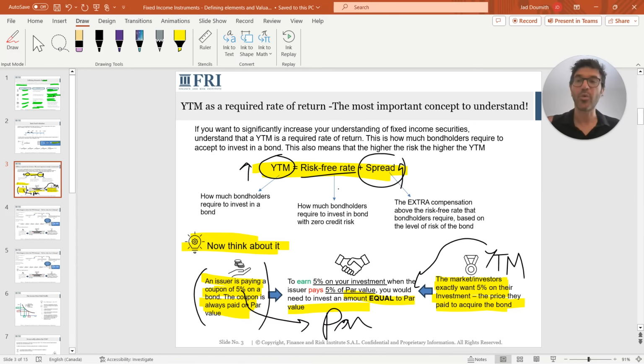market works. On one side, you have an entity that pays 5% of par. On the other side, you have someone who wants to lend money to that entity, but wants 5% on the invested amount. The invested amount needs to be equal to par, since the company is paying 5% on par for investors to actually achieve 5% on their money.